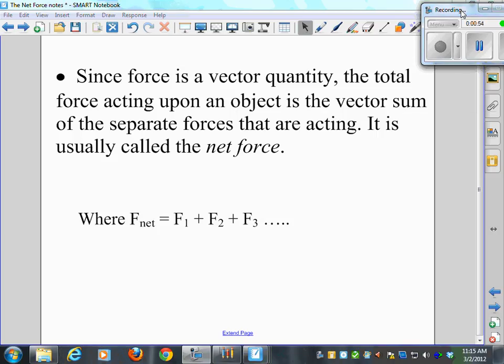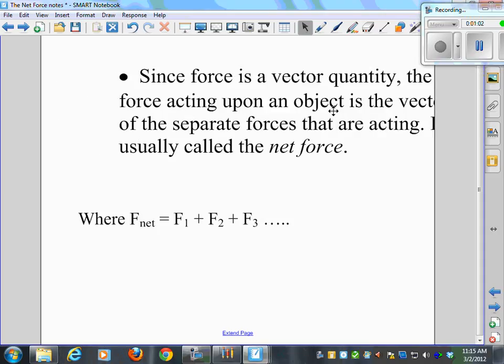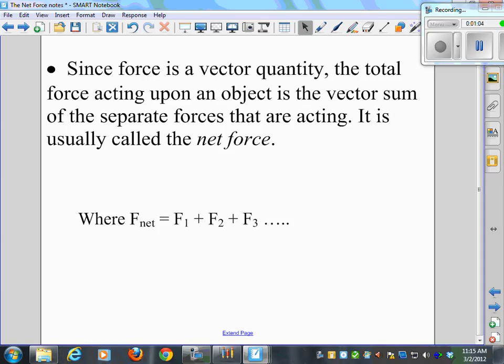Since force is a vector quantity, the total force acting upon an object is the vector sum of these separate forces, and we call that simply the net force. The net force is simply the vector sum. So F net is F1 plus F2 plus F3 plus F4 plus however many forces you've got. There is no formula for net force. It's simply add up all the forces. That's more or less a review from grade 11.